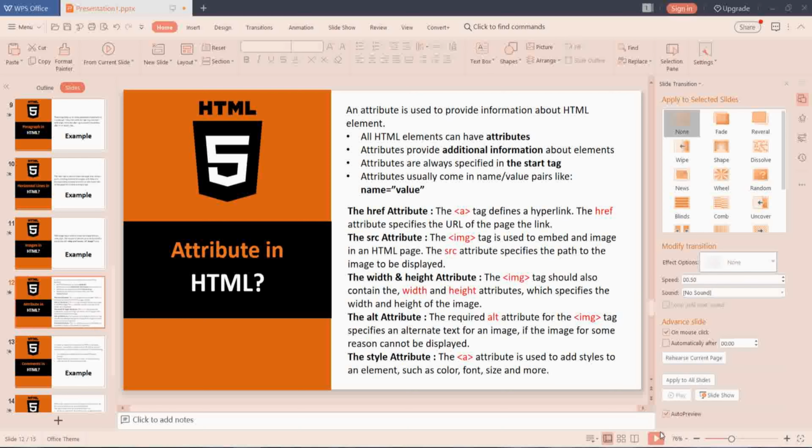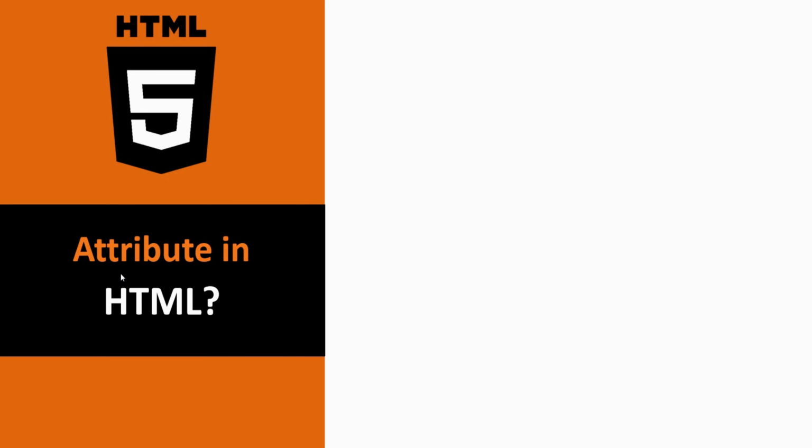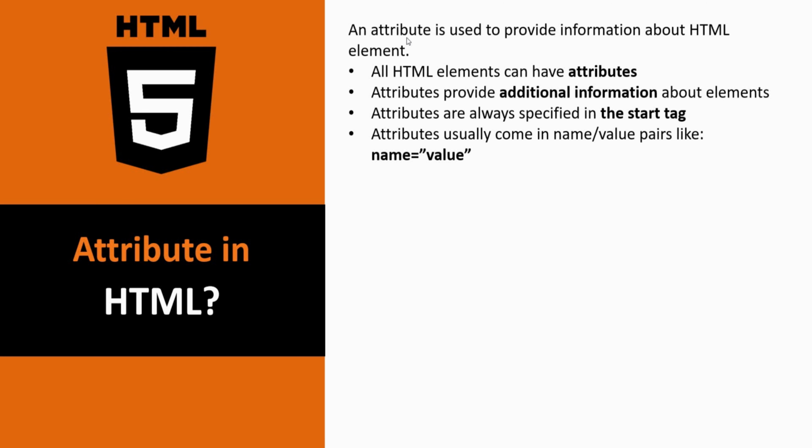Now we will see the attributes in HTML. An attribute is used to provide information about an HTML element. All HTML elements can have attributes. Attributes provide additional information about elements. Attributes are always specified in the start tag. Attributes usually come in name-value pairs, like name equals value.